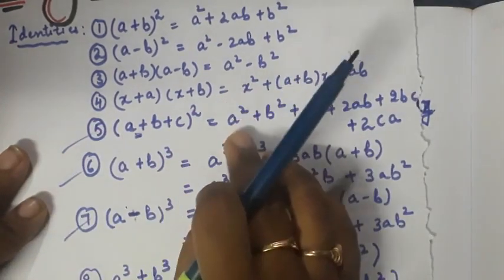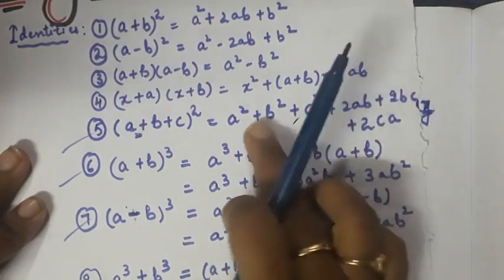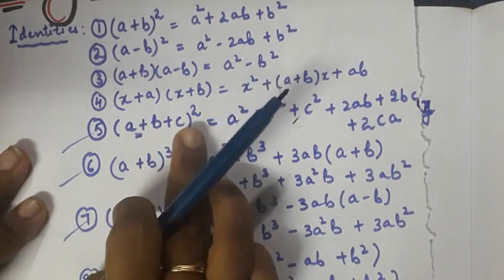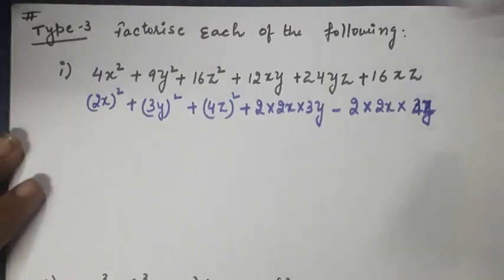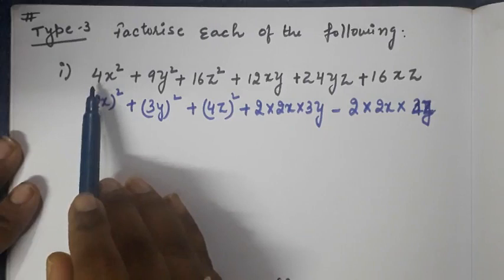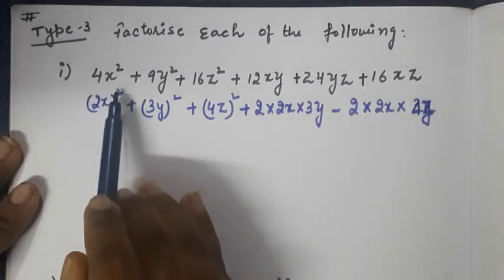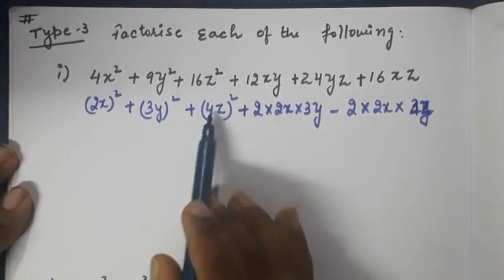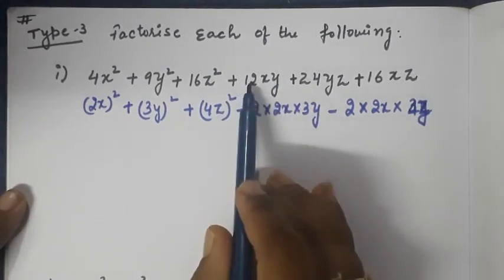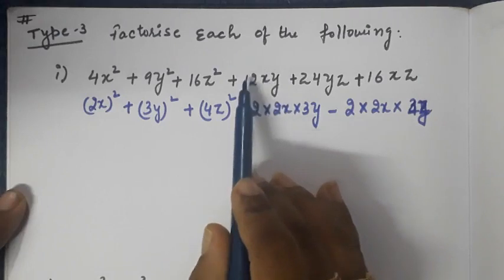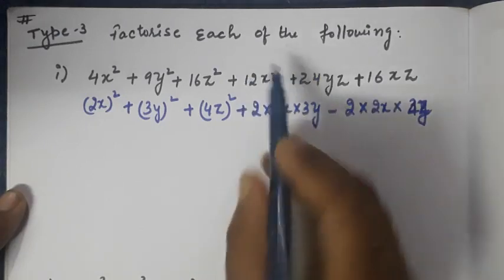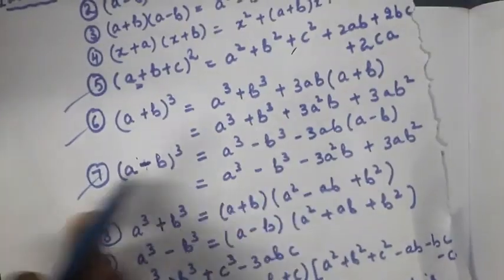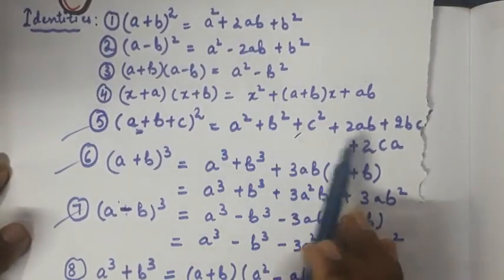So first of all, our target is to find a, b, c, and if they satisfy this expansion, then only can we write this as (a + b + c) whole square. So first of all, what I did, I wrote 4x square as (2x) whole square, 9y square as (3y) square, 16z square as (4z) square, and 12xy, as I know, is 2ab, according to the expansion.